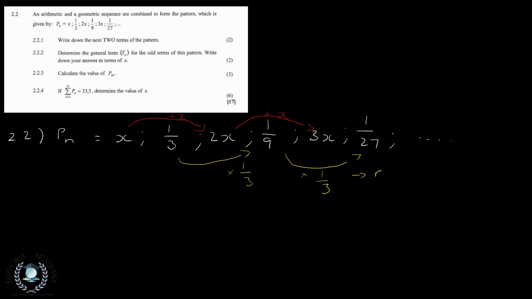So to answer the first question, we're asked to write down the next two terms. We know that they alternate, so the next term after this 1 over 27 will have to be mapped to the 3x, and we know that we add an x, so the next term is 4x, and then the following term is mapped to the 1 over 27. If you multiply that by 1 over 3, we're going to find that we have 1 over 81, and that is our answer.